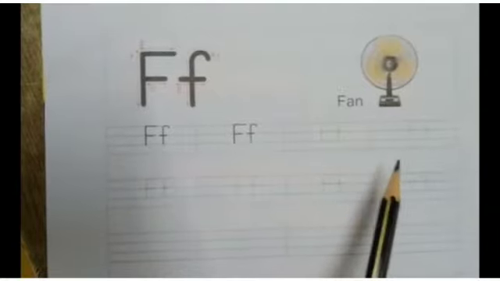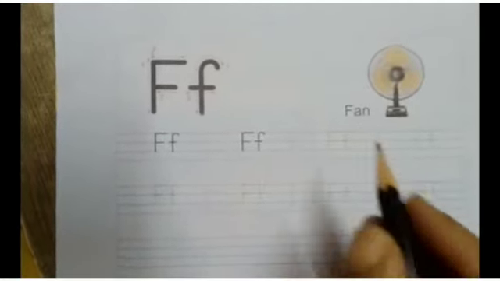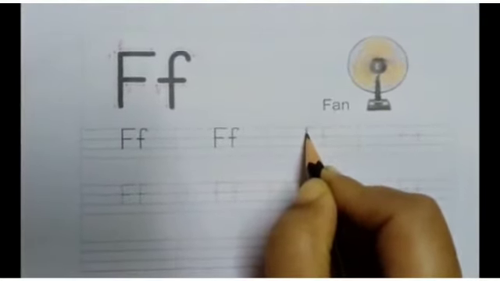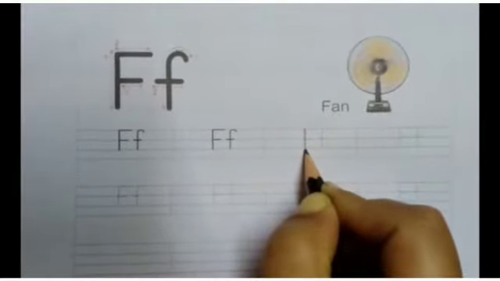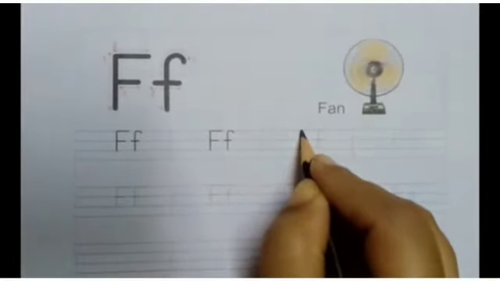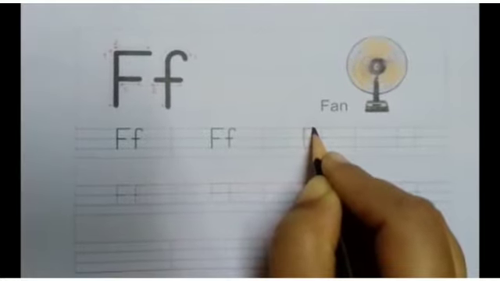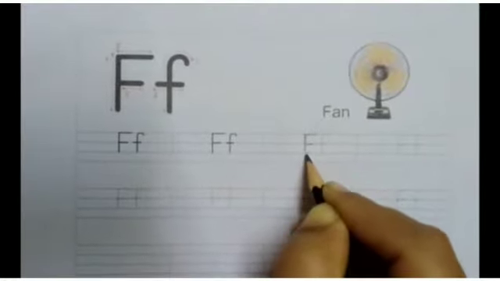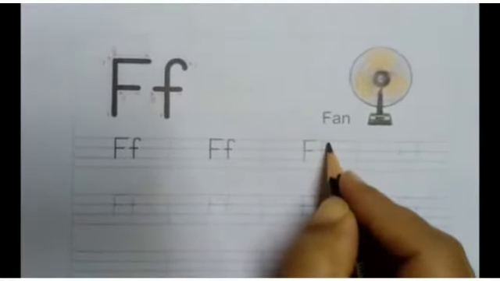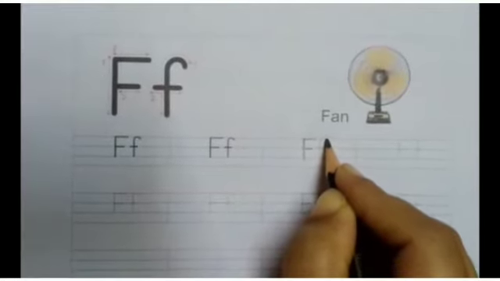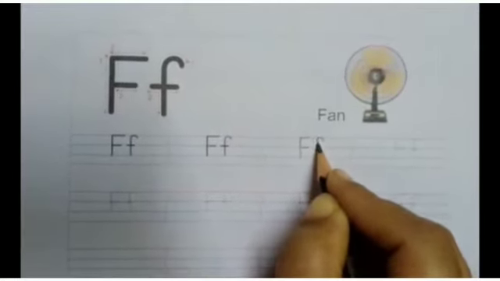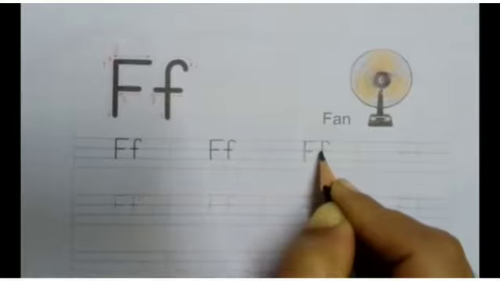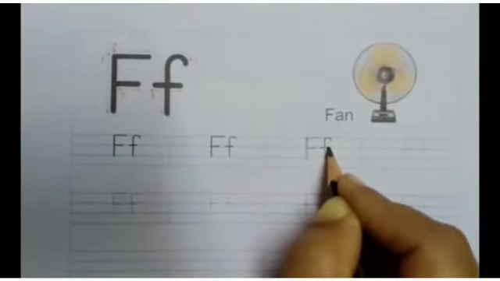First, we will trace alphabet F. So for that, make a standing line from first red line till second blue line. Then a big sleeping line on first red line and a small sleeping line on first blue line. Capital F. For small f, make a curve, touch the first red line, come down straight, touch the second blue line and make a sleeping line on first blue line.